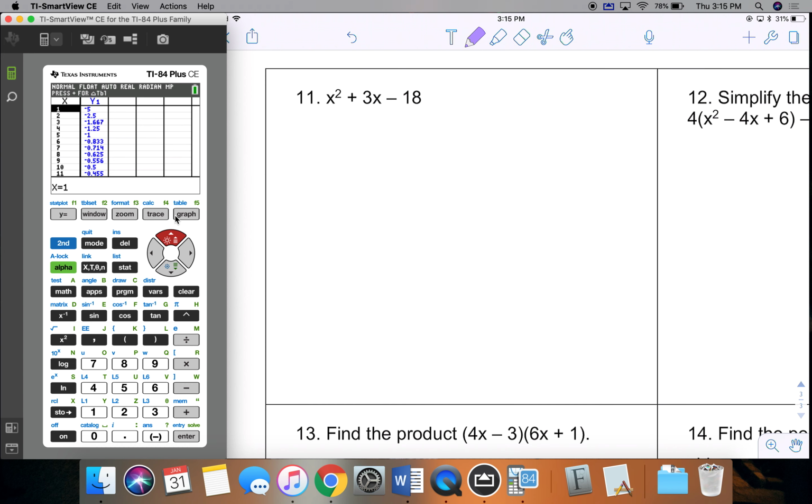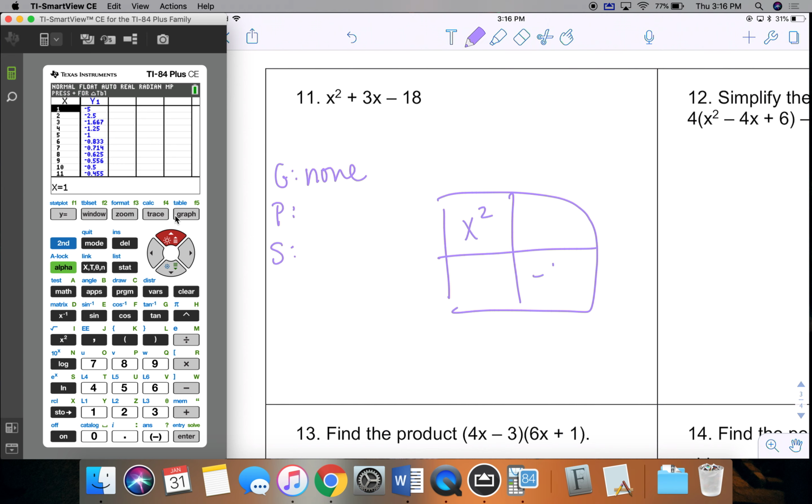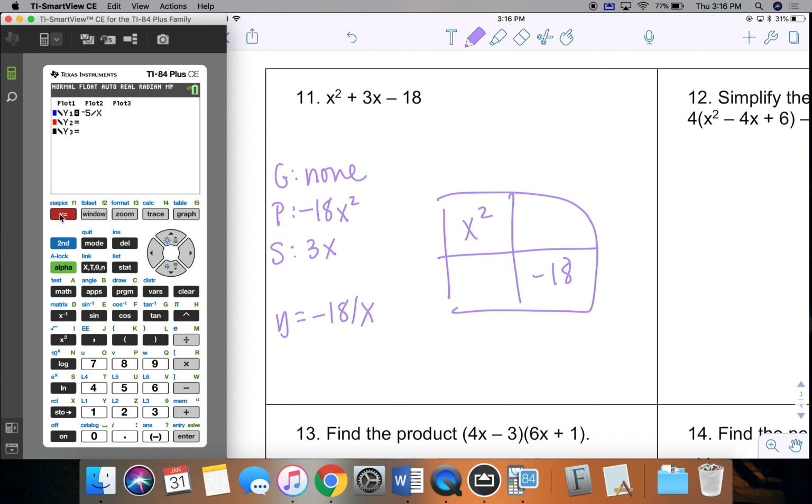Problem 11, this one does not have a GCF because there's just an x squared. I can't take the square root of -18, so it is not a perfect square trinomial. So I put first and last in the box and multiply them for my product. My sum is in the center, so I will put -18 divided by x into y equals and search for a +3.